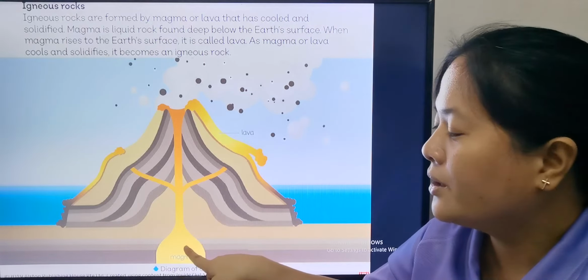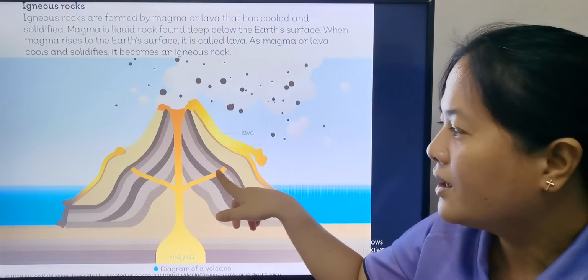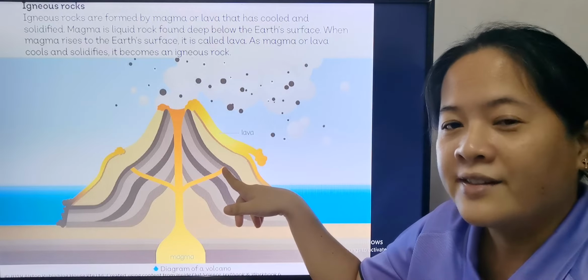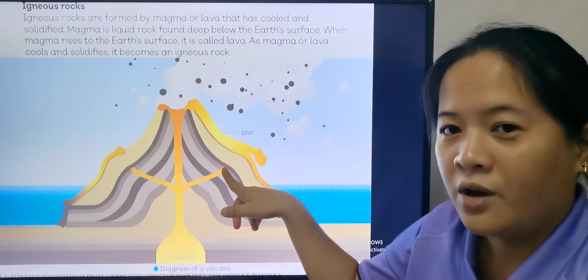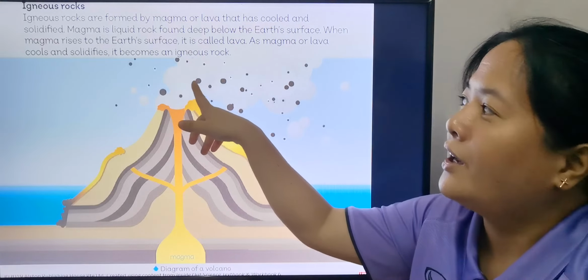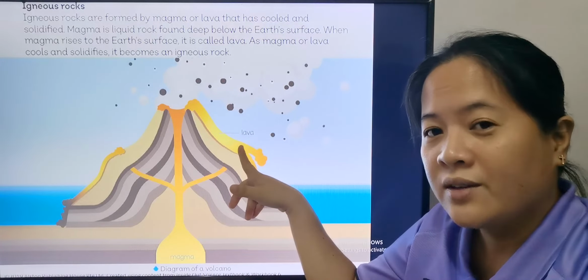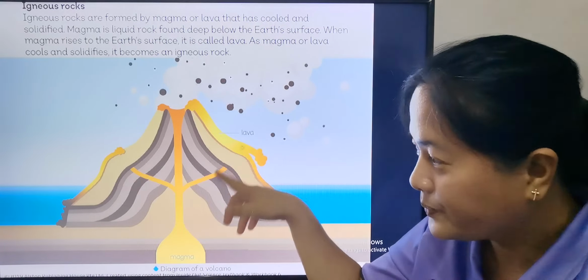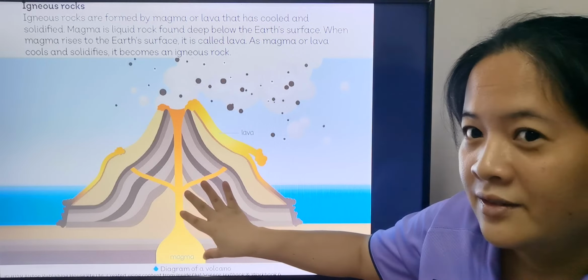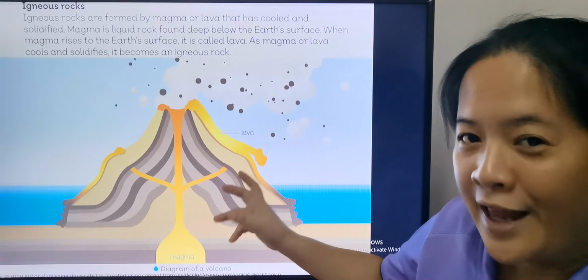Okay, so when magma cools down and it does not go out of the surface, here, maybe here, and it becomes solid already, it becomes rock already, it's called intrusive igneous rocks. Okay, and when magma flows out of the volcano and changes into lava, it's called extrusive igneous rocks. Okay, hope you understand that. Just understand, igneous rocks come from magma or lava.